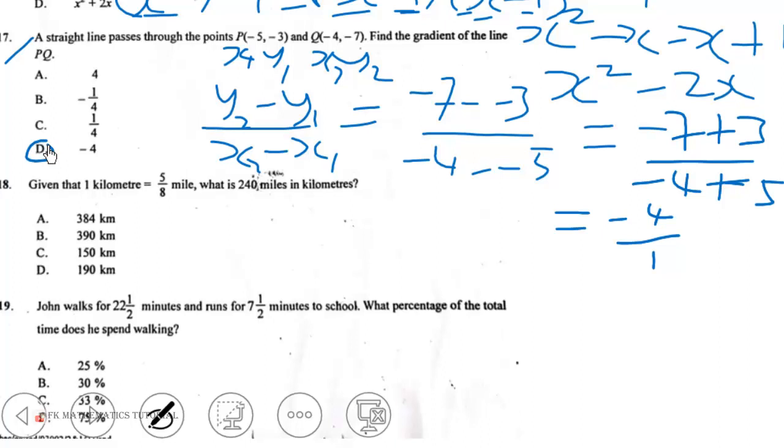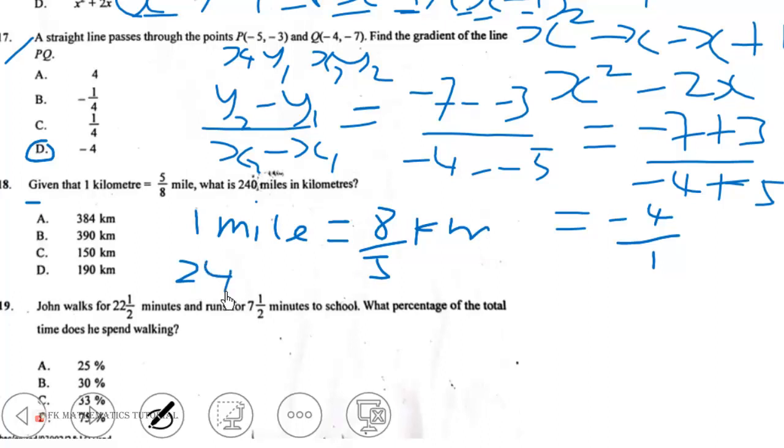Given that 1 kilometer is equal to 5 over 8 miles, what is 240 miles in kilometers? So if 1 kilometer is equal to 5 over 8 miles, then it means 1 mile will be equal to 8 over 5 kilometers. So 240 miles, you multiply both sides by 240, will be equal to 8 over 5 times 240 kilometers.